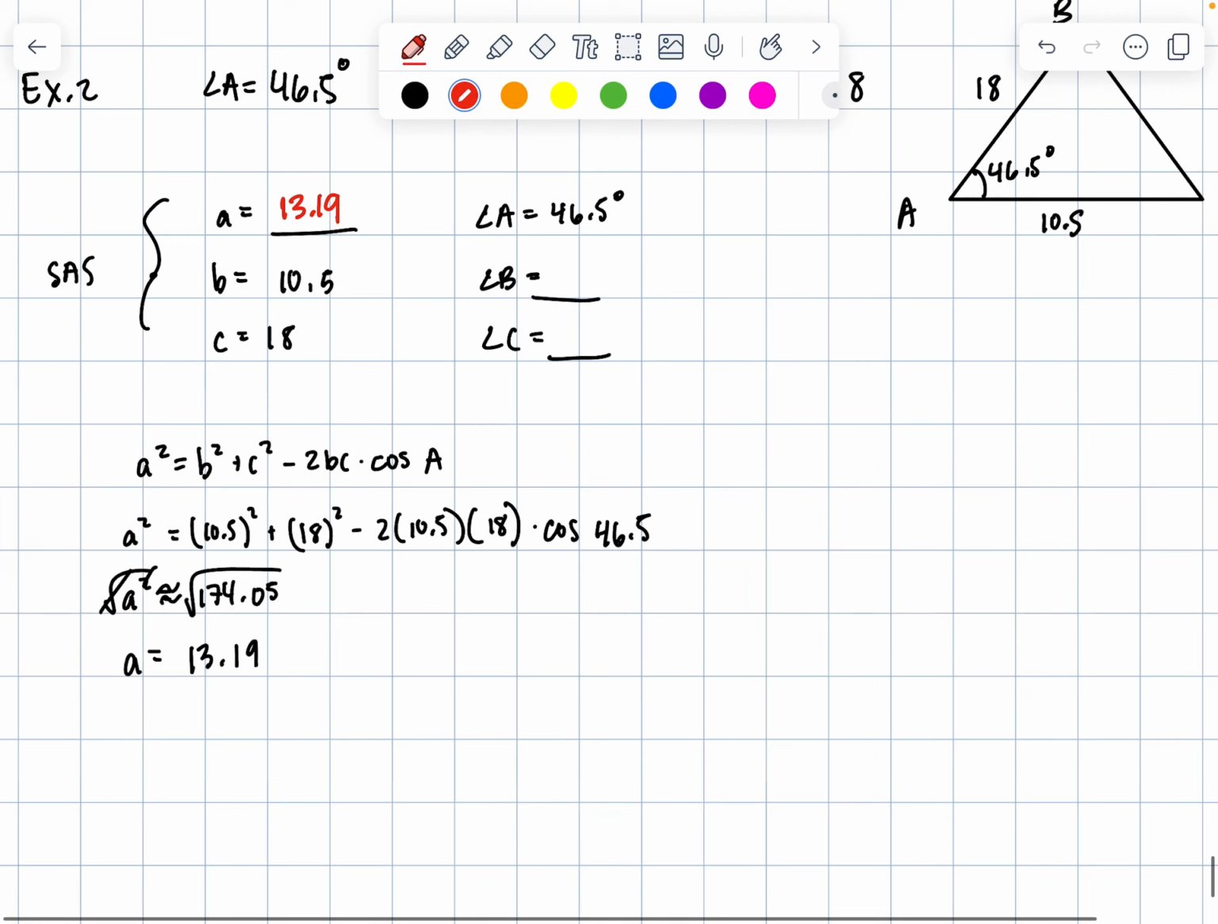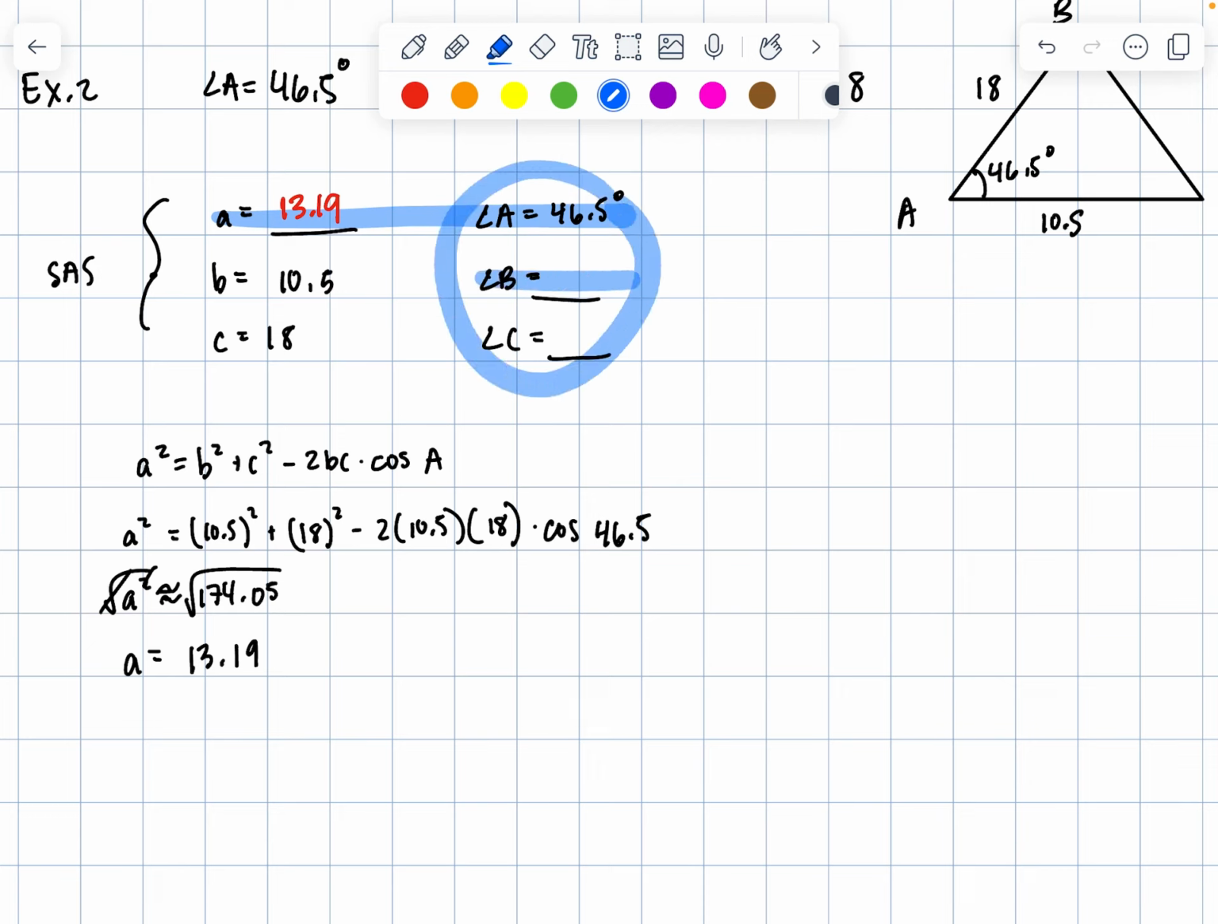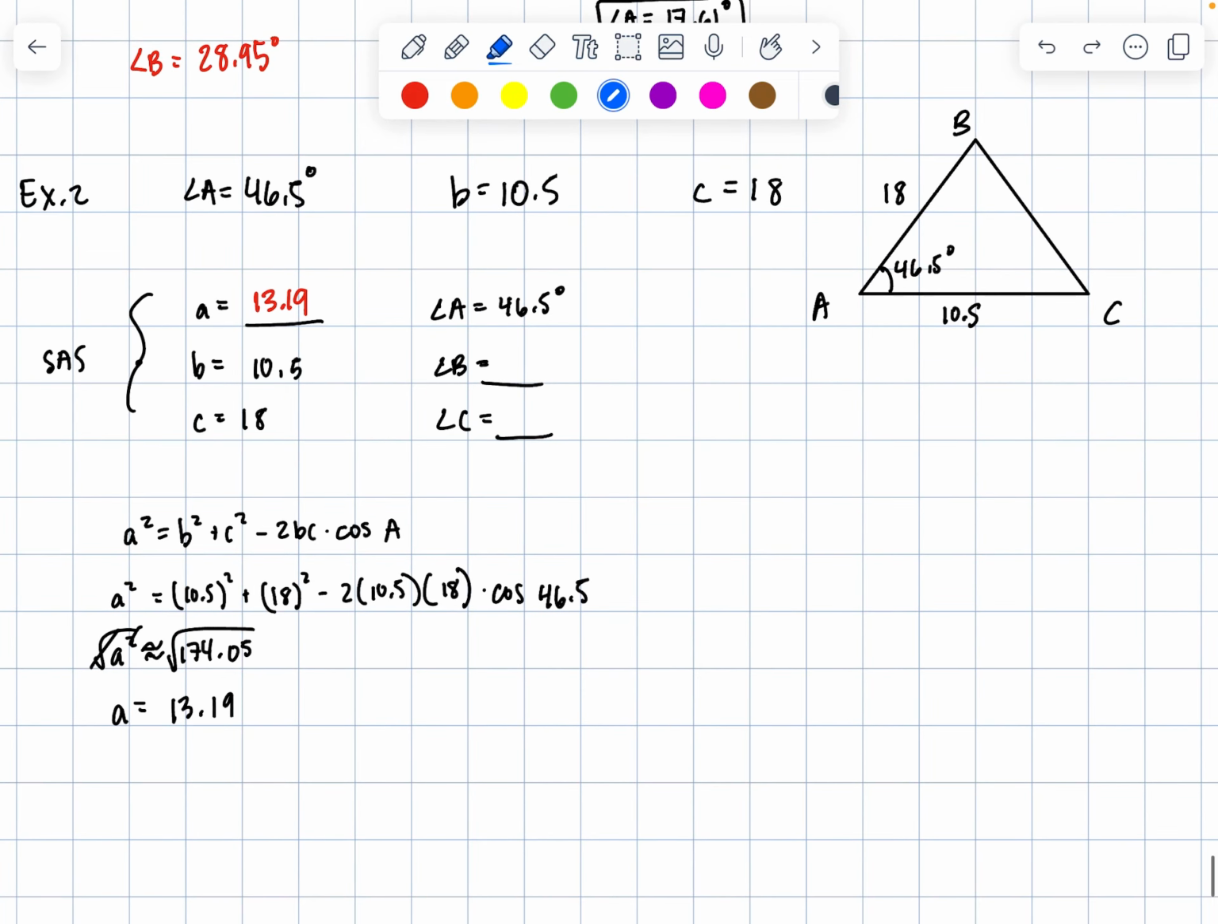Okay? Try to solve for these other two. I'll give you a hint. Once again, we have two of the same letter, so now we could use the law of sines. So try solving for angle B, and then once you have that, you should have 2 out of the 3 angles to solve for angle C. Okay? So give that a shot, and I'll see you in the next one.